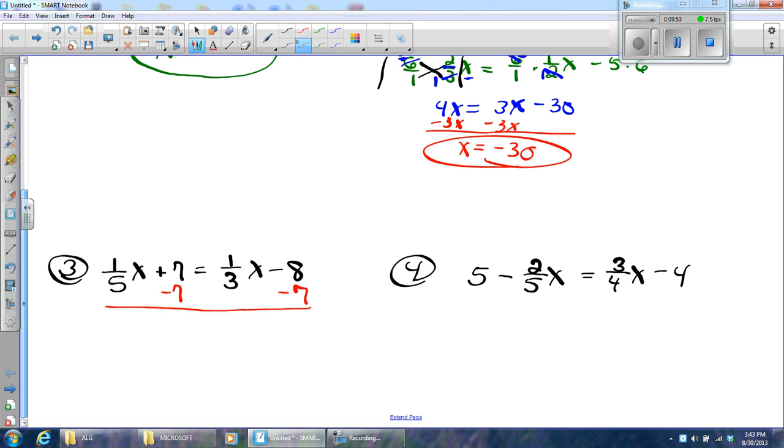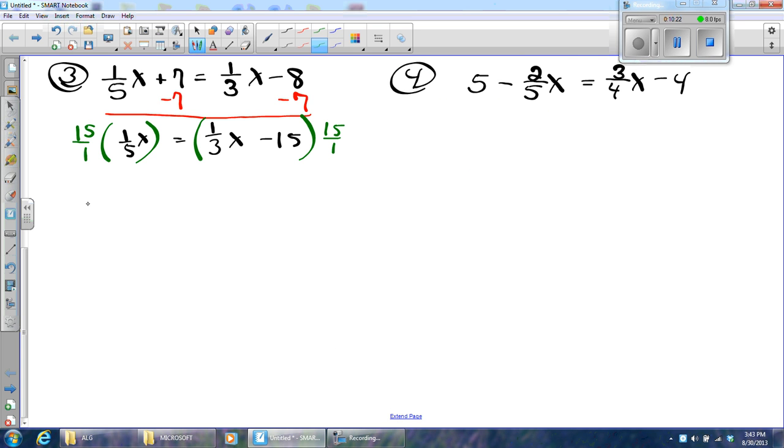And when I do that, I'm going to end up with 1/5 x equal to 1/3 x minus 15. Now, I'm going to multiply through to get rid of my fractions. I'm going to think, what is the smallest number that both 3 and 5 will go into evenly? Well, 15. So I'm going to multiply by 15 over 1, and I'm going to multiply by 15 over 1.